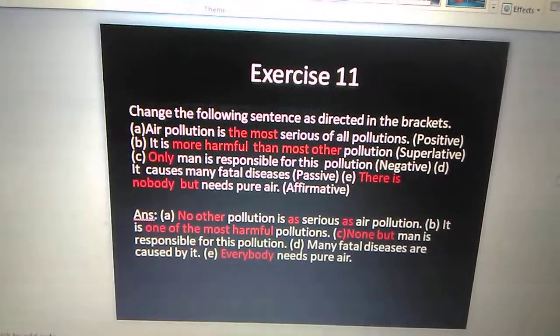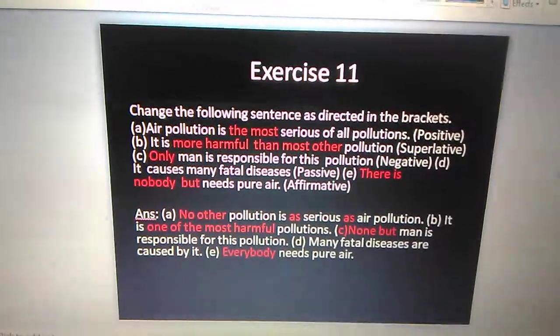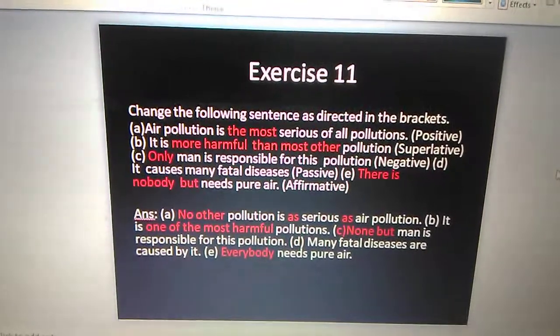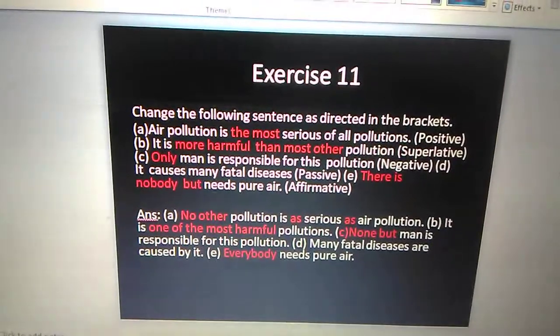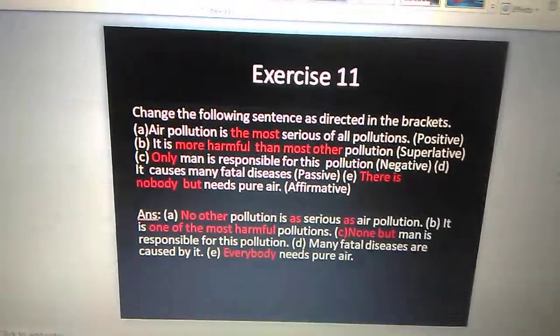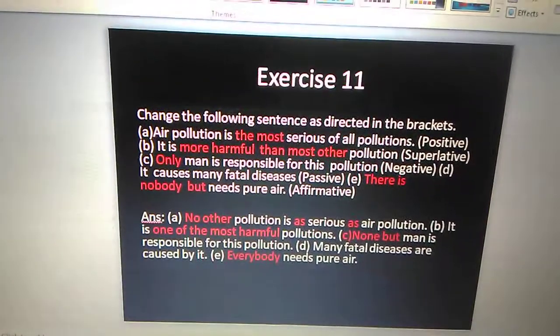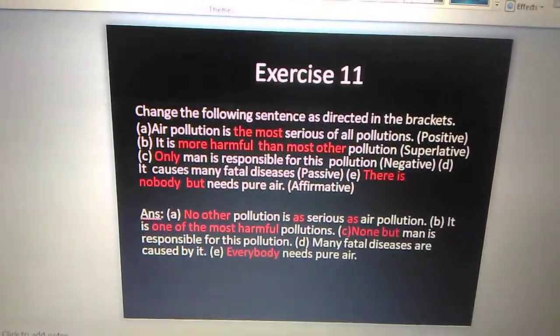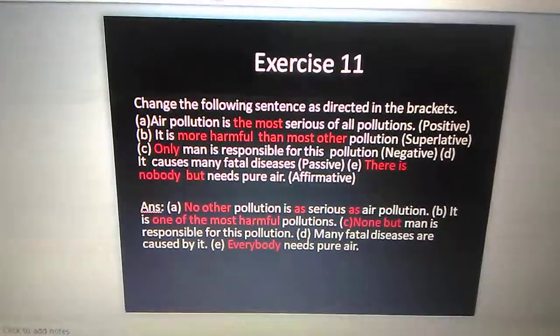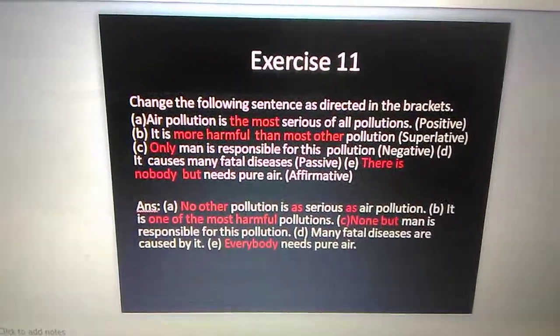It causes many fatal diseases, passive. Many fatal diseases, as it is causes, so it is the present indefinite tense. So many fatal diseases are caused by it. There is nobody but. You know the rules of there is nobody but. There is nobody but will be replaced by everybody.